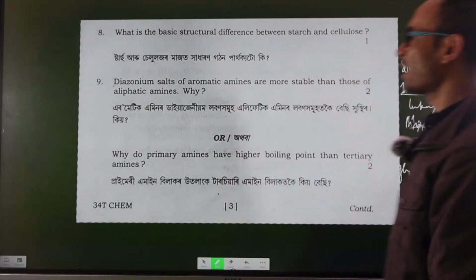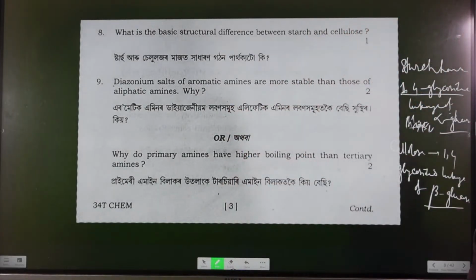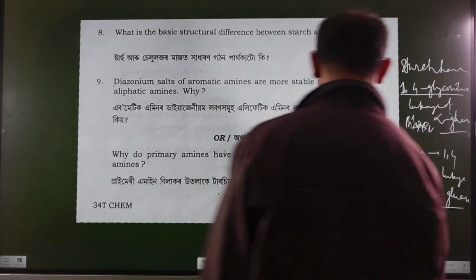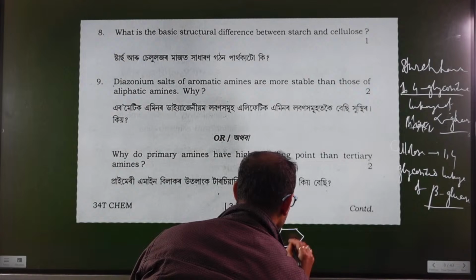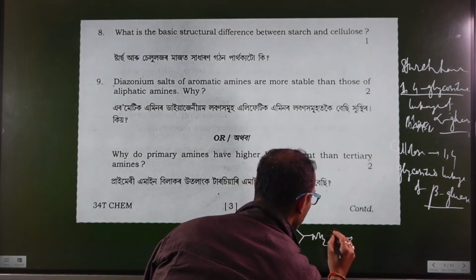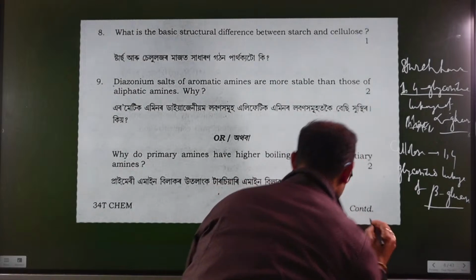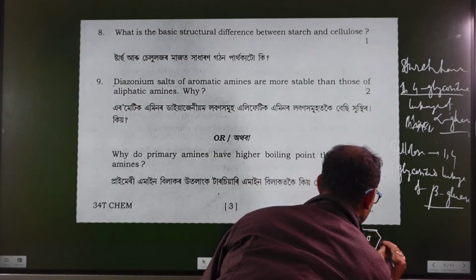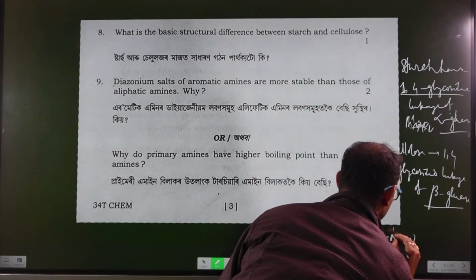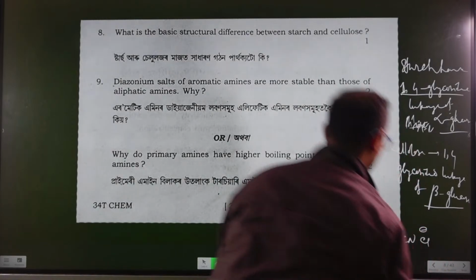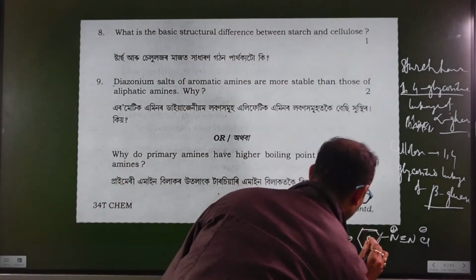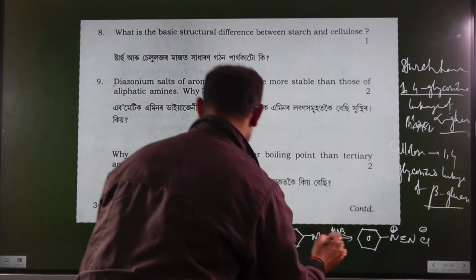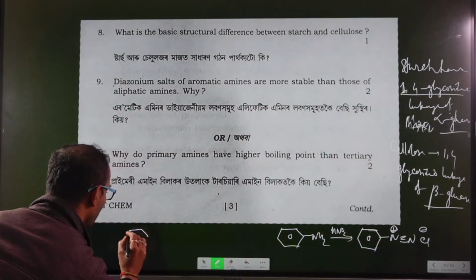Moving to question number 9: diazonium salts of aromatic amines are more stable than those of aliphatic amines. As you can see here, if I write the diazonium salt structure, this is your aniline, right? If you treat the NH2 with nitrous acid, what will happen? This will give the diazonium salt. This will undergo resonance stabilization. How? Because of this double bond, we can write this structure like that, and this structure like that.